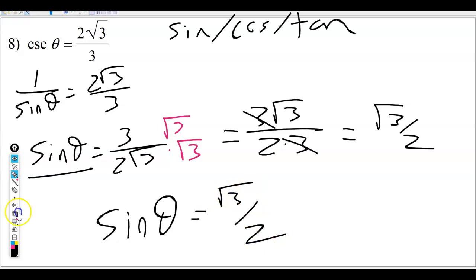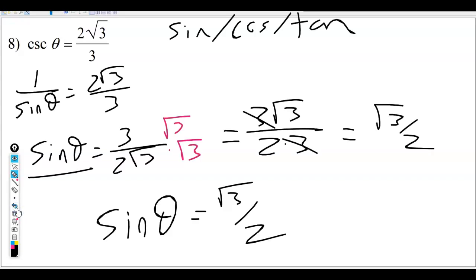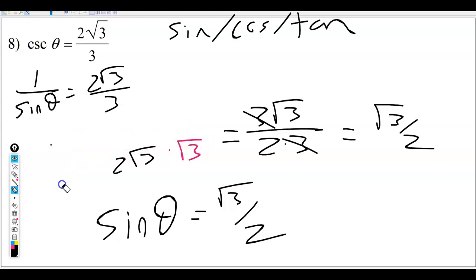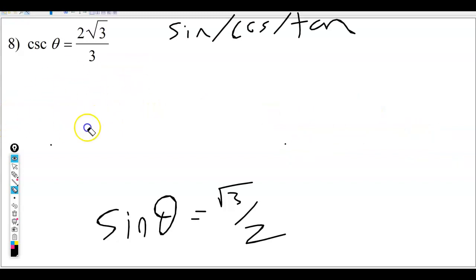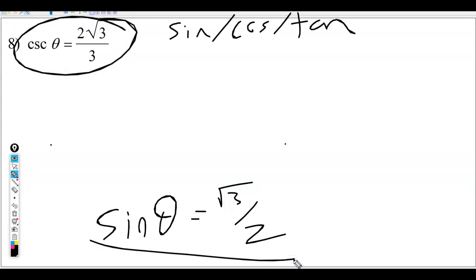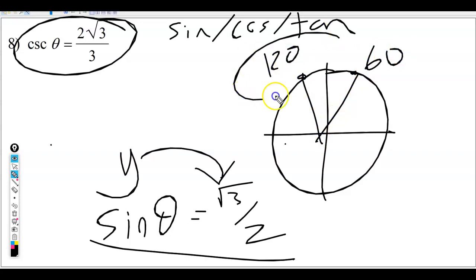So now the question, instead of looking at our original question, which was cosecant theta equals 2 radical 3 over 3, we're going to look at this. And we're going to remember that sine theta is the y value. So where does y equal radical 3 over 2 on our unit circle? Well, y equals radical 3 over 2 on our unit circle here and here. That is at 60 degrees and 120 degrees, and those are your answers.